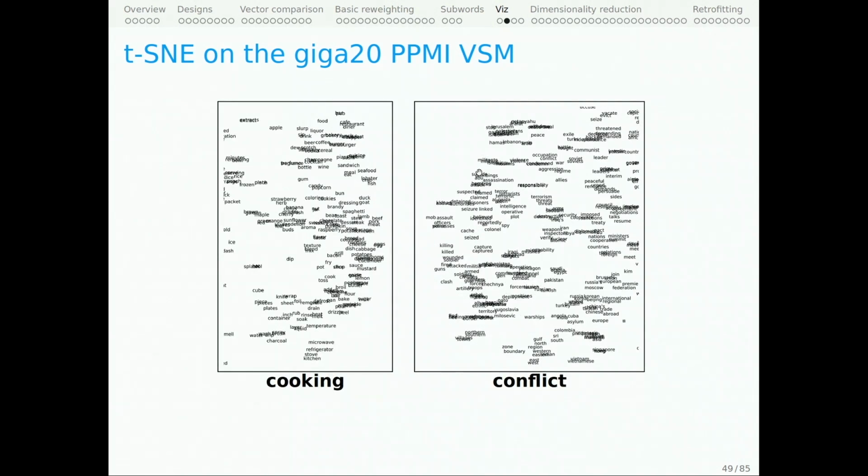And so here are two examples. This is the cooking one. It's probably too small to read, but it's lots of stuff about cooking. And over here, this is lots of stuff about conflict, terrorism, war, politics, and so forth. But it's really semantically coherent, which is nice.